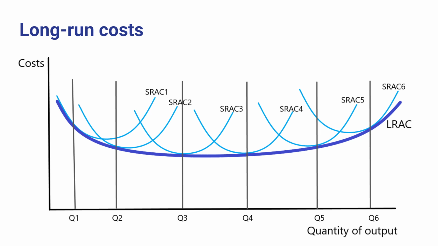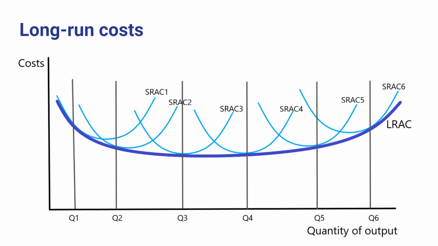I've also drawn in a long-run average cost curve, which is that darker blue curve here. What that curve does is it traces out the lowest level of costs that you can achieve in the long run when you're allowed to select among all the possible sizes of firms.